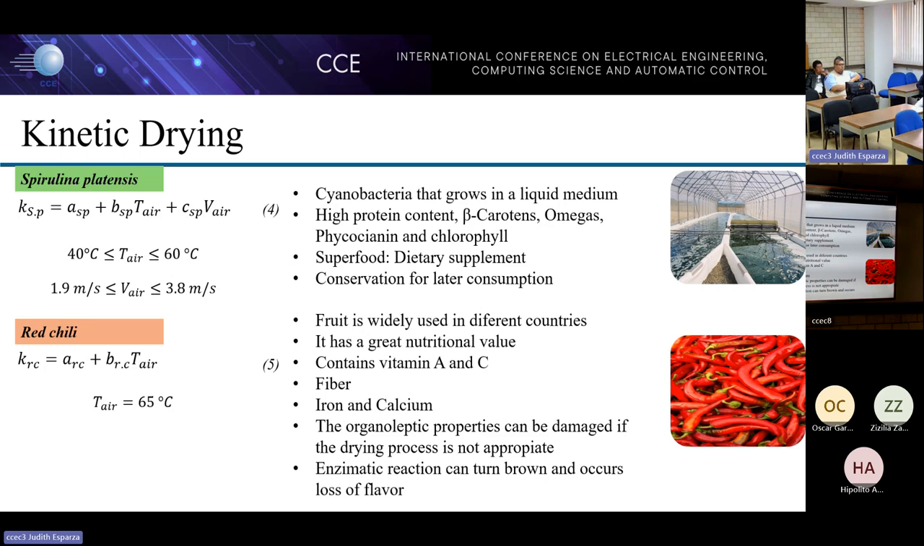In fact, the highlight is the conservation of this product, which is consumed by astronauts, and for this it's important to dry this product, this cyanobacteria. The red chili fruit is widely used in different countries, and it has a high value; it contains vitamins B, A, and C, and fiber, iron, and calcium. The organoleptic properties can be damaged if the drying process is not appropriate. Enzymatic reactions can brown the product and, of course, lower the flavor.